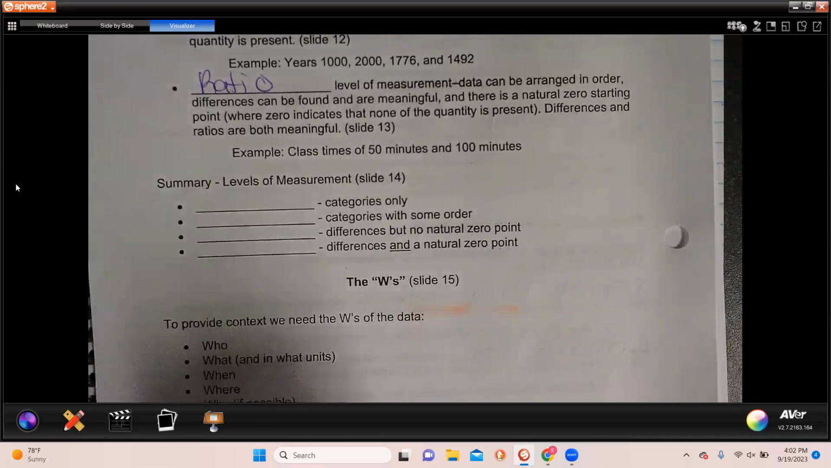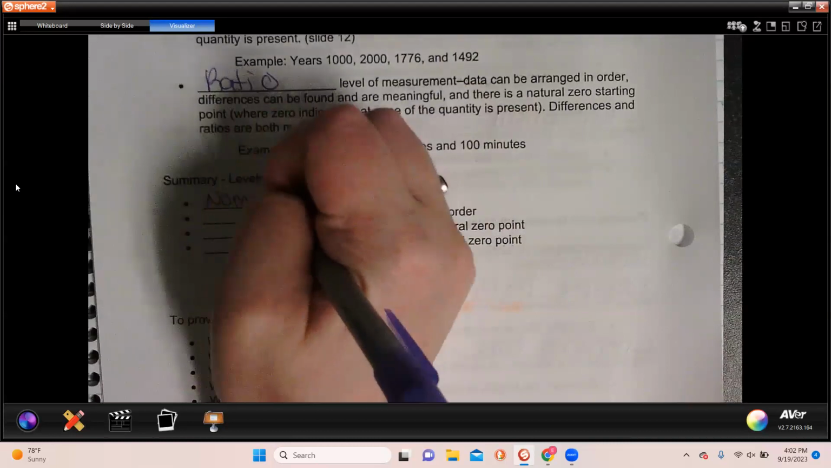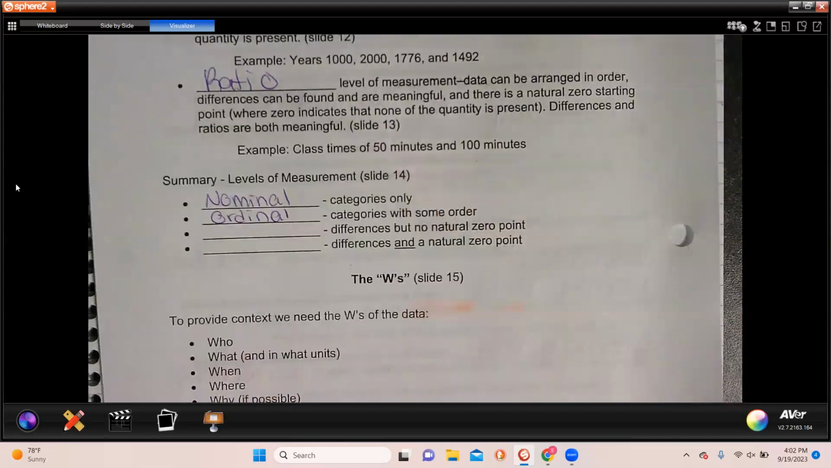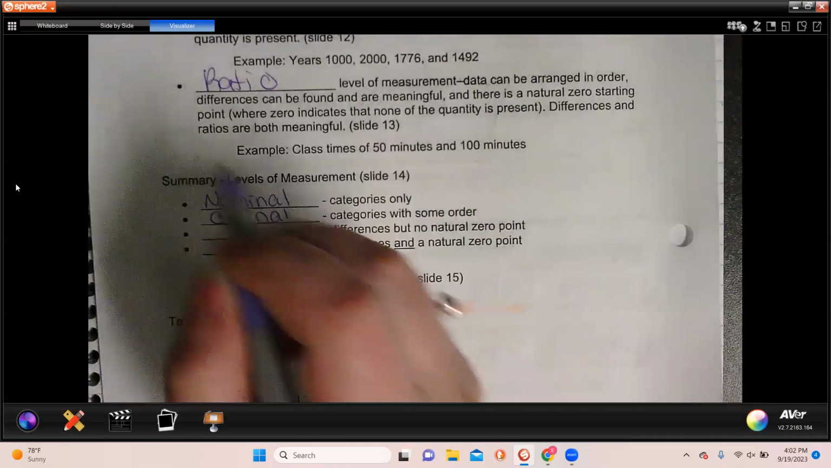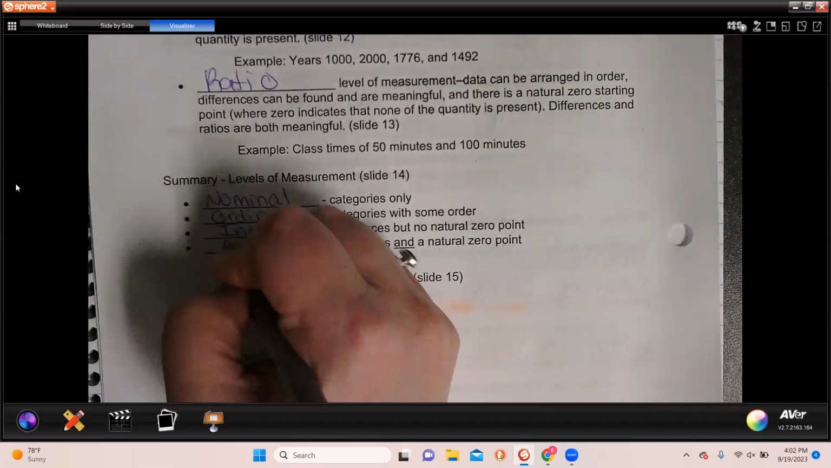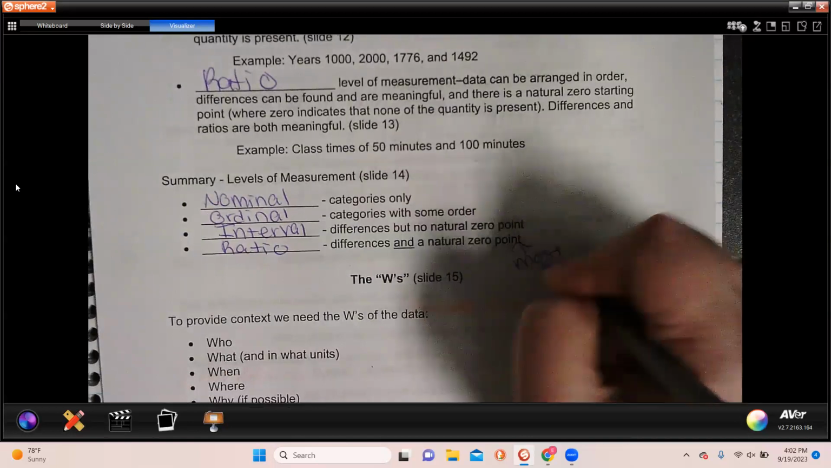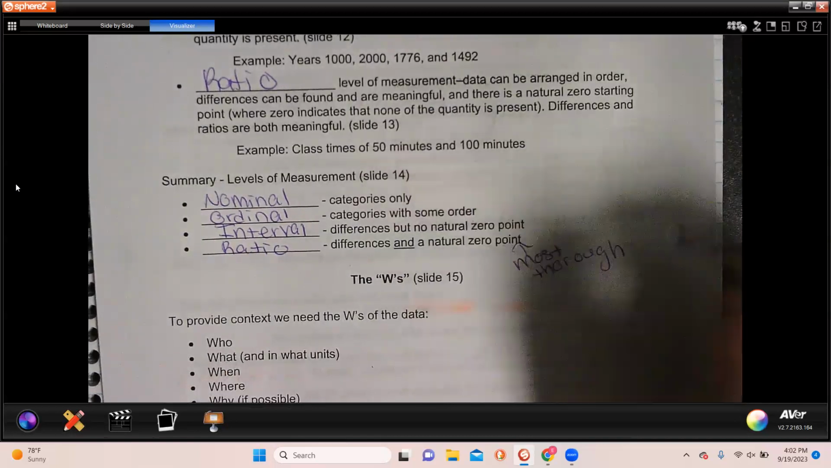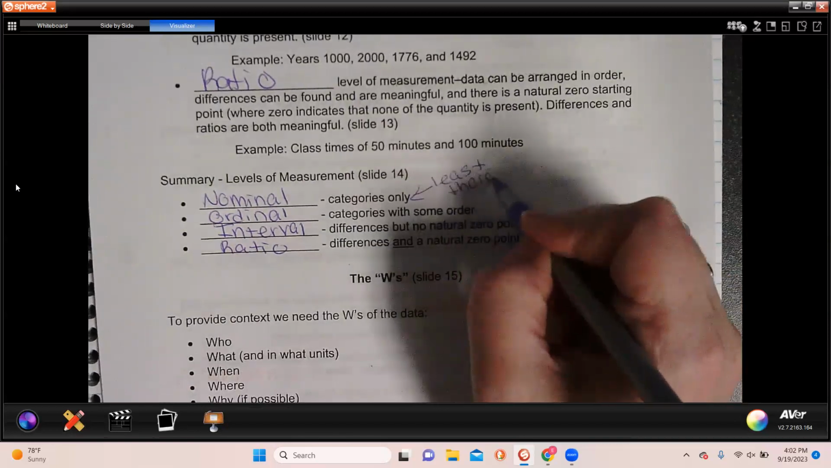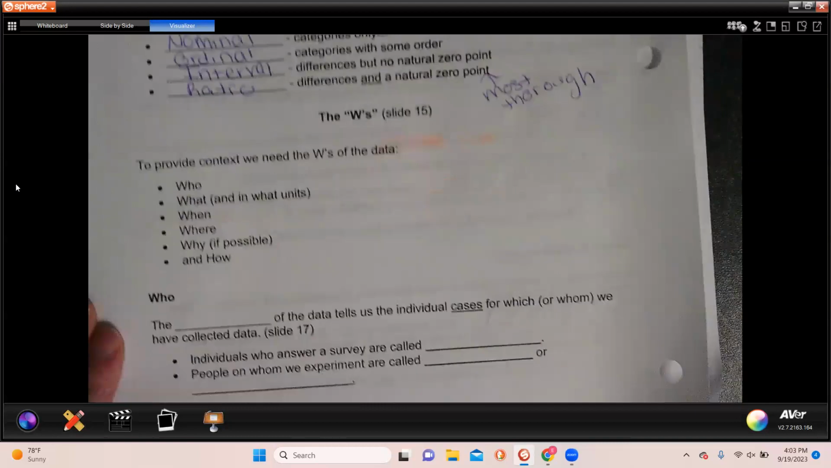Different times of running a mile, or class times, or manufacturing times, things that could be important. Okay, so the levels of measurement: categories only is the nominal. Categories with some order is the ordinal. Differences but no natural zero is the interval. And differences and a natural zero is the ratio. So the ratio is the most thorough, and the nominal is the least thorough. One is much more in-depth than the other.